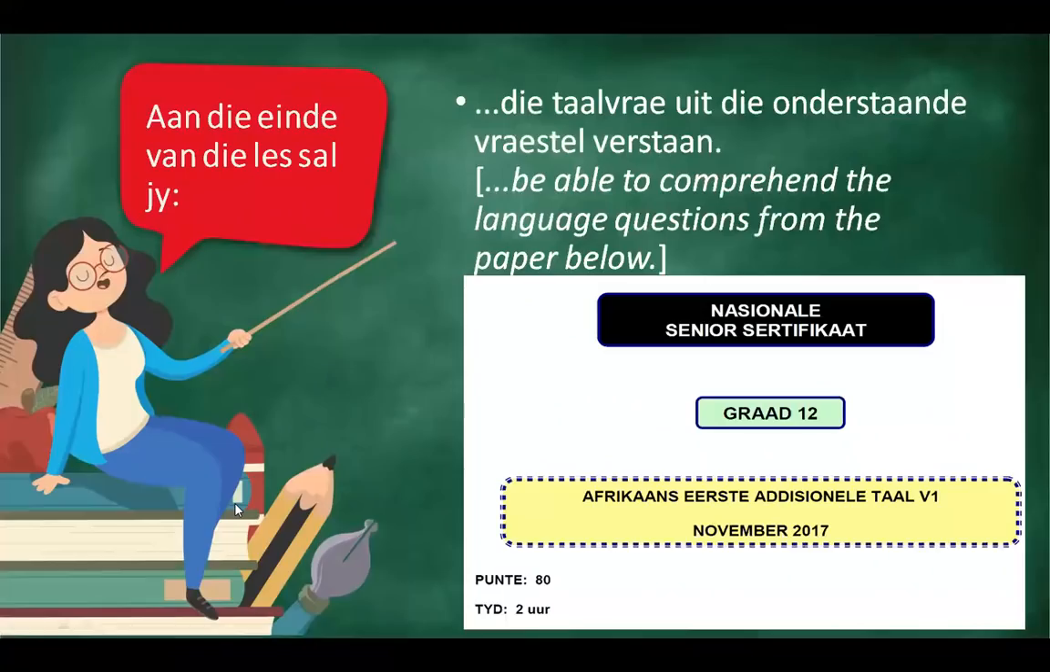Aan die einde van die les sal jy die taalvrae uit die onderstaande vraestel verstaan. Okay, at the end of the lesson, you will be able to comprehend some of the language questions from the paper below, and this is the graad 12 Afrikaans eerste addisionele taalvraestel 1 van November 2017. It's the November 2017 paper, and this is how the front cover of that exam paper looks when you receive it at the end of the year.